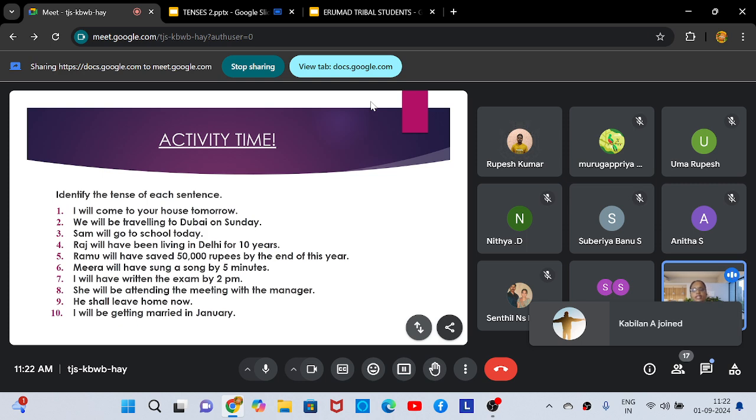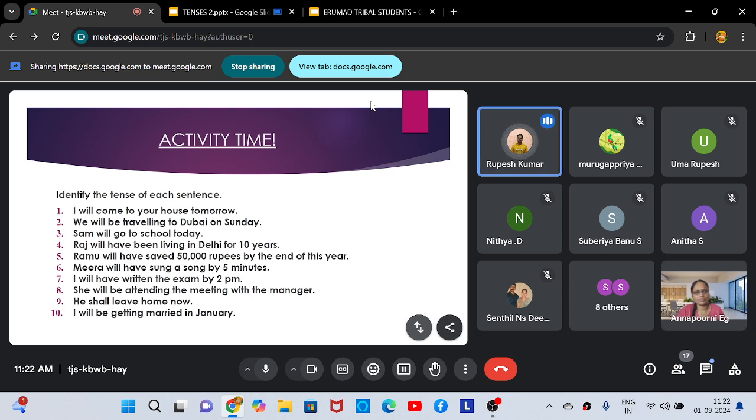Okay. Now, next one. Pratika, can you try? We will be traveling to Dubai on Sunday. Future tense. It's future tense, yes, but what is that particular tense under future tense? Future continuous. Yes, it is future continuous. We will be. So will or shall be, right? You are correct. We will be traveling to Dubai on Sunday. It is future continuous tense. Good. Next. Sam will go to school today.